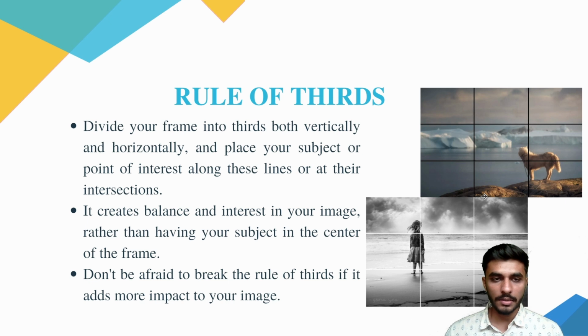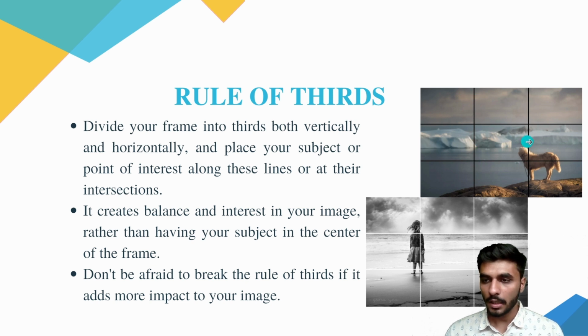Rule of thirds says divide your frame into thirds both vertically and horizontally and place your subject or point of interest along these lines or at the intersection. As you can see in the two photos here, we have divided them into thirds both vertically and horizontally, so you get these types of boxes.